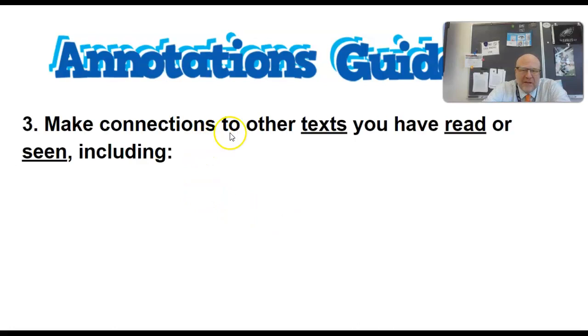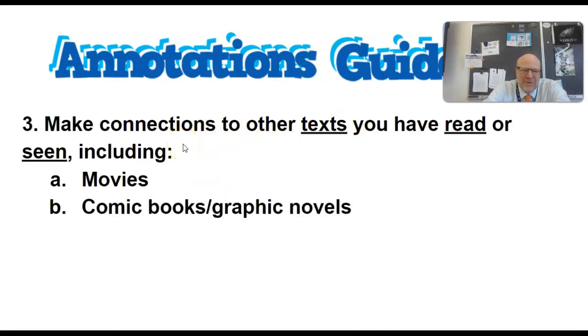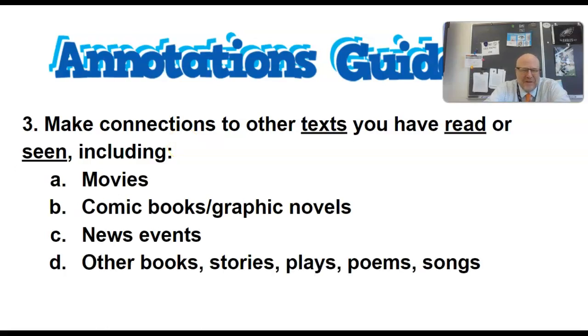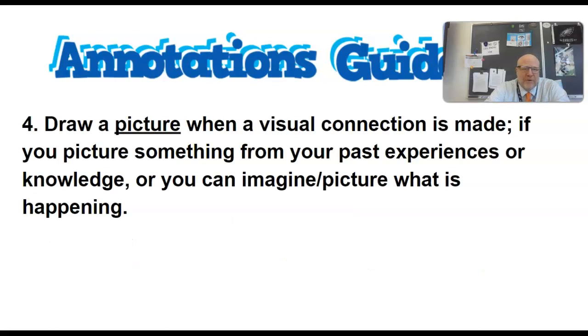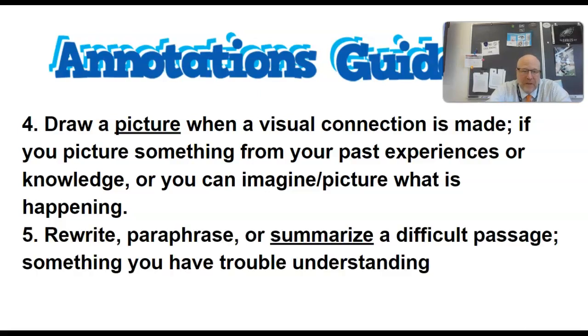Number three, make connections to other texts you have read or seen. Things such as movies, comic books and graphic novels, any news events, other books, stories, plays, poems, even songs. Our plan is to annotate a song later in class today, we shall see. Number four, draw a picture. If you are reading something and there's a visual that you're getting, you can picture what's happening. You can summarize it, or draw a picture to help you remember it. Either or. So pictures are fine.